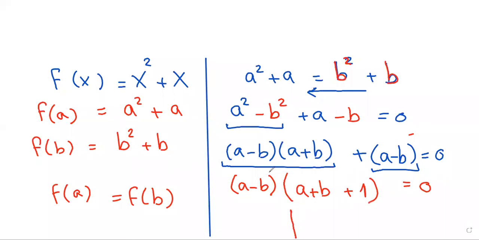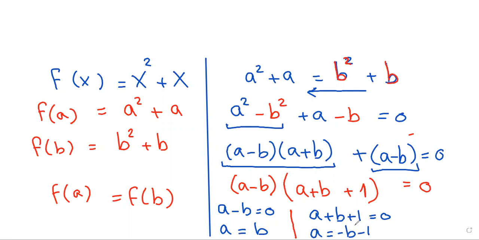So we have two solutions. The first one is a minus b equals 0, so a equals b. And the second solution is a plus b plus 1 equals 0, so a equals what? Negative b minus 1. So we have two values for a.